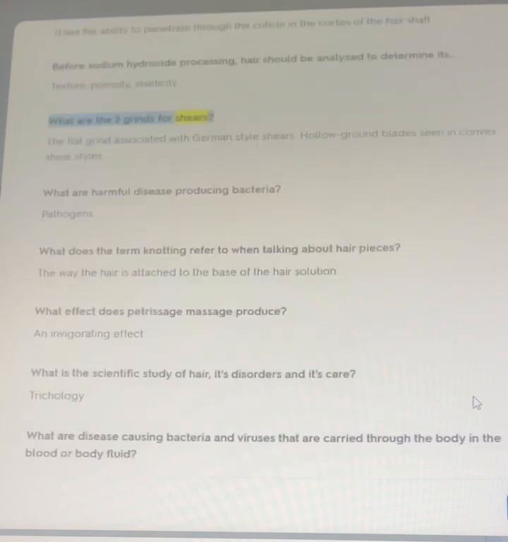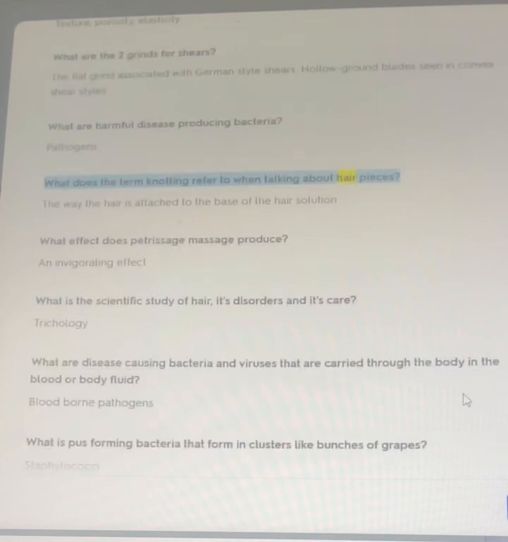What are the two grinds for shears? The flat grind, associated with German-style shears. Hollow ground blades, seen in convex shear styles. What are harmful disease-producing bacteria? Pathogens. What does the term knotting refer to when talking about hairpieces?